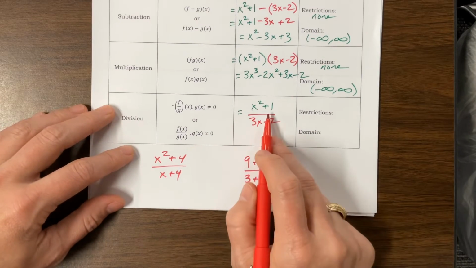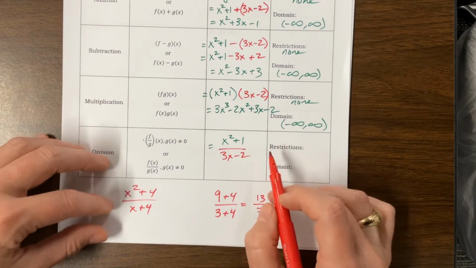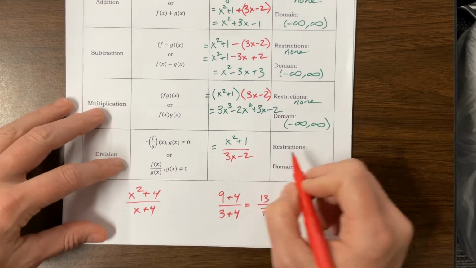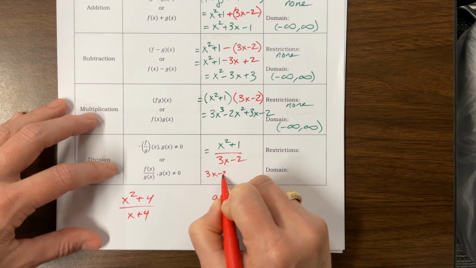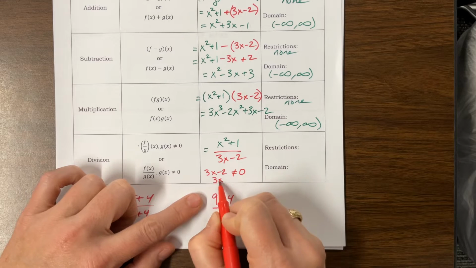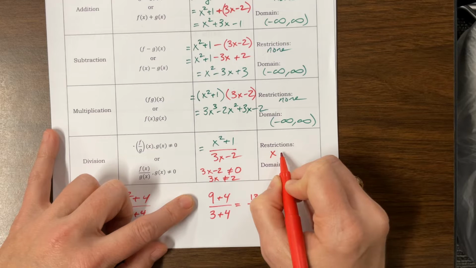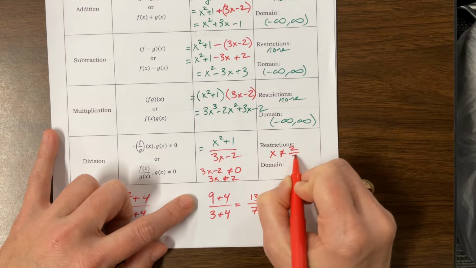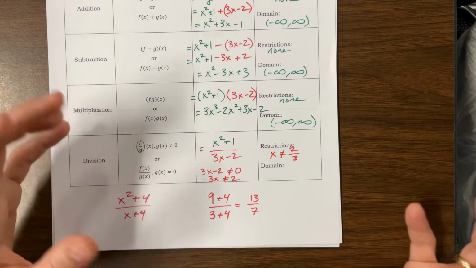Okay, so this is our answer. There's not any way to clean this up, but we do have restrictions. Our restriction is we can't let the denominator 3x minus 2 equal 0. So I'm going to add 2 and say 3x cannot equal 2, and divide by 3, so my restriction is that x cannot equal 2/3. So my domain is the set of everything except 2/3.